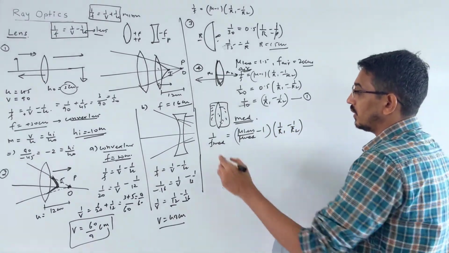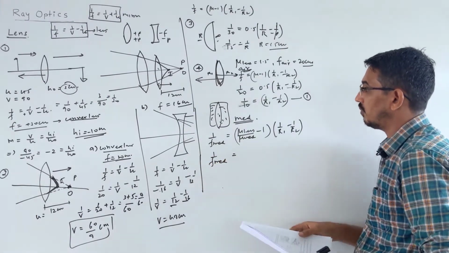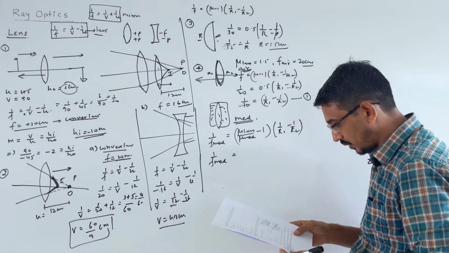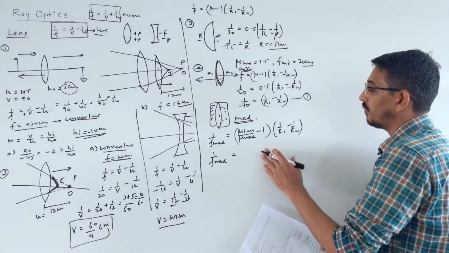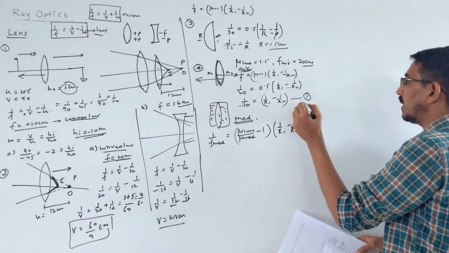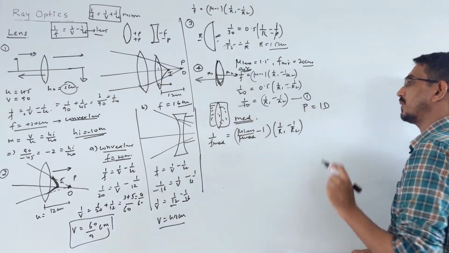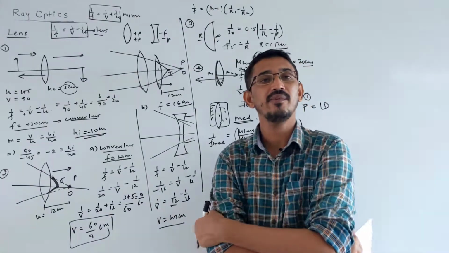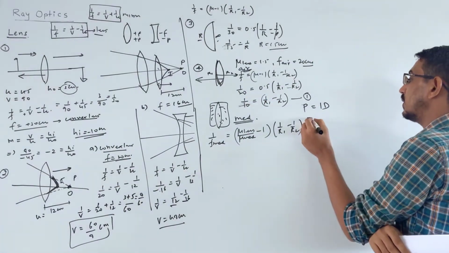Now look here, they are asking for the refractive index of the medium. The refractive index of the lens is given, and the focal length in air is given. In the medium, instead of focal length, what they gave is power. The power in the medium is given as 1 diopter.